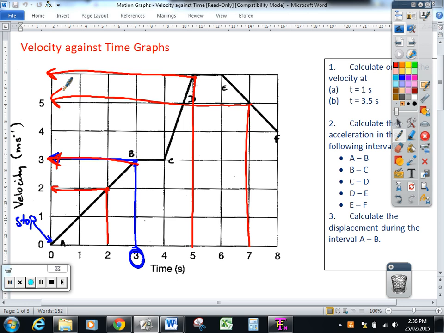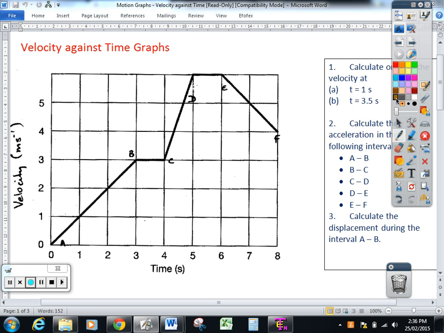So this graph is showing you that you are changing your velocity. That means that you must be getting faster or getting slower. You must be accelerating. So if I'm accelerating, here's time equaling 3, I'm now travelling at 3 metres per second. No, sorry, I'll just reverse that. 3 metres per second.